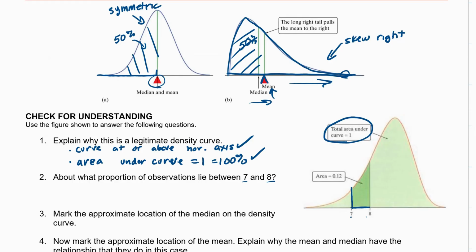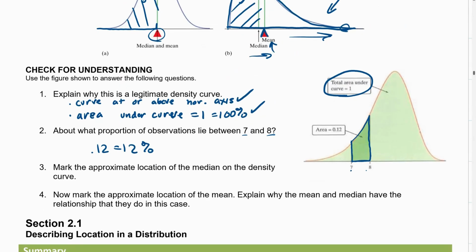And I go up to the curve, and I say, well, that area between the interval and under the curve is 0.12. So 0.12 or 12% of the observations lie between 7 and 8. So now, mark the approximate location of the mean. Okay, well, this point here called the mode, the highest point, the mean will have to be to the left of it because of the skew left distribution.